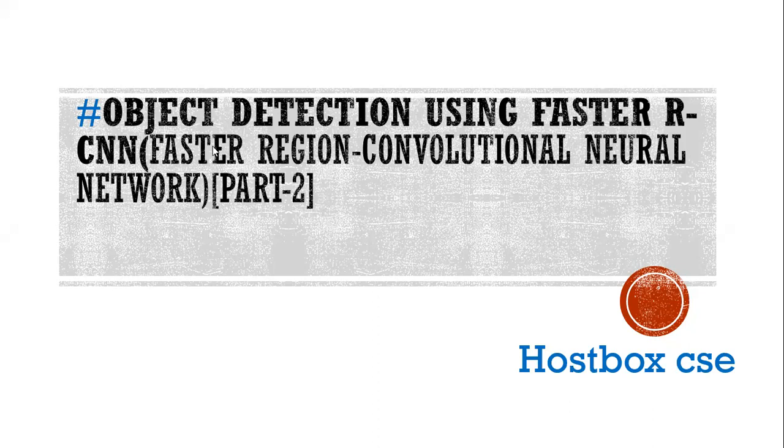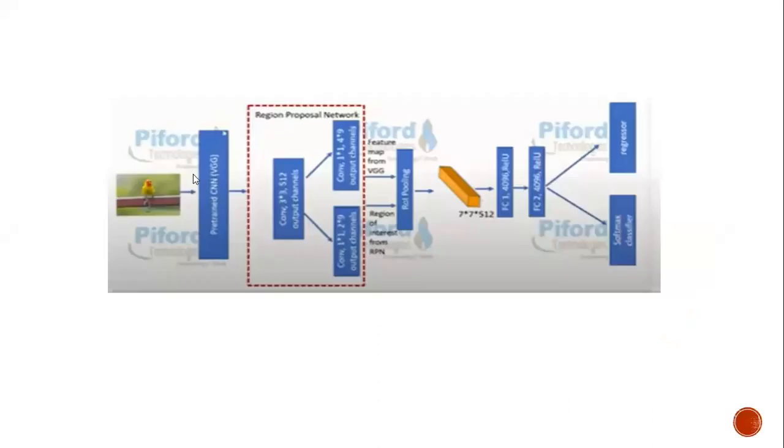That is the concept of Fast RCNN, object detection using Fast RCNN. Today I'm going to discuss ROI, that is region of interest pooling. In the previous session I explained about RPN. Let's go with the example, and I'm going to show the practical implementation coding also.